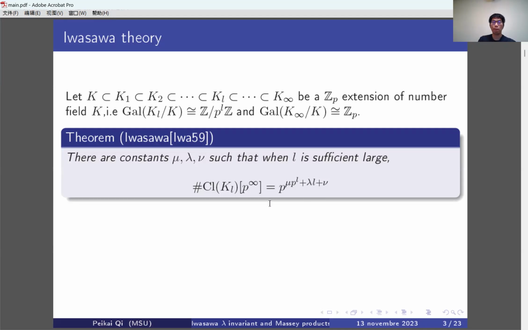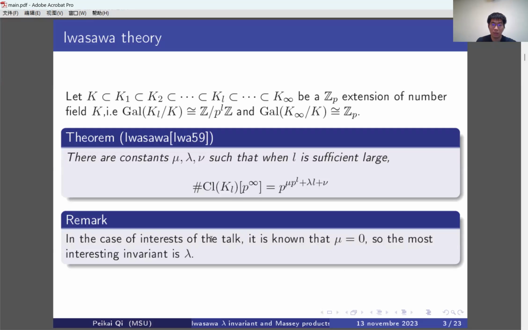After Iwasawa proved this theorem, people became very interested in computing these three invariants, mu, lambda, and nu. Iwasawa conjectured that for the cyclotomic Z_p extension, the first constant mu should always be 0. This has been proved by Ferrero and Washington for abelian number fields: mu will always be 0 for the cyclotomic Z_p extension. I will give some examples in this talk, and in this talk, mu will always be 0. So the interesting part is to compute the invariant lambda.